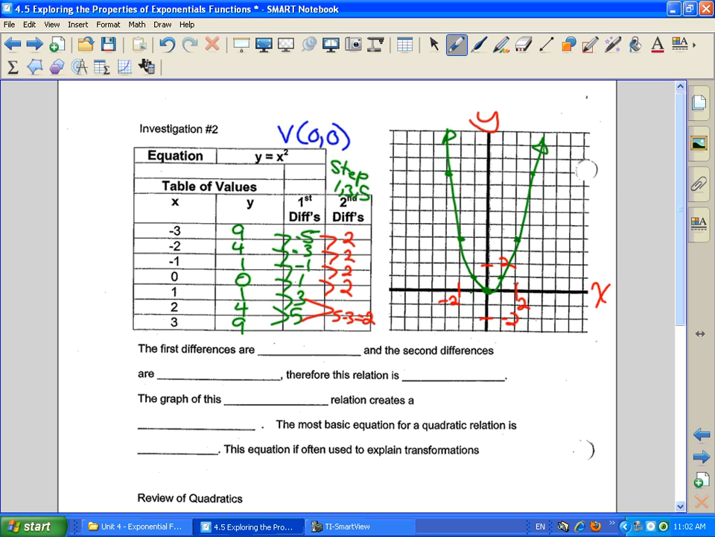Okay. Notice in this case, the first differences are variable, or not the same. And the second differences are constant, or are the same. Therefore, this relation is quadratic. The graph of this quadratic relation creates a parabola.